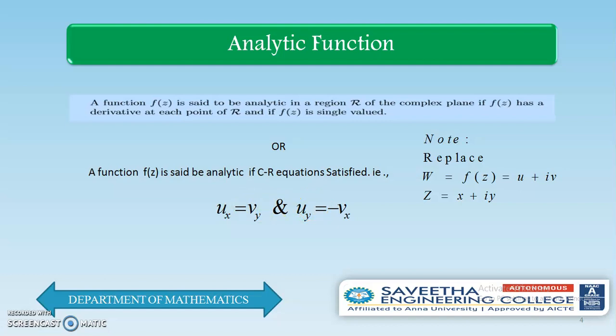One important thing: sometimes in examinations they ask w equal to some value, and sometimes f of z equal to some value. We take w equal to f of z, which is u plus iv, and z equal to x plus iy. This is the z plane and this is the w plane. The w plane has only u and v, and the z plane has only x and y. So be careful about this. Analytic simply means the CR equations must be satisfied, otherwise it is not analytic.